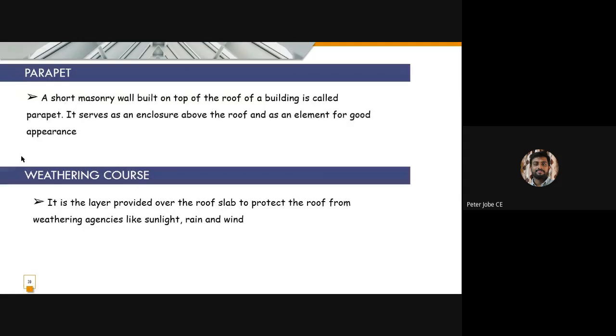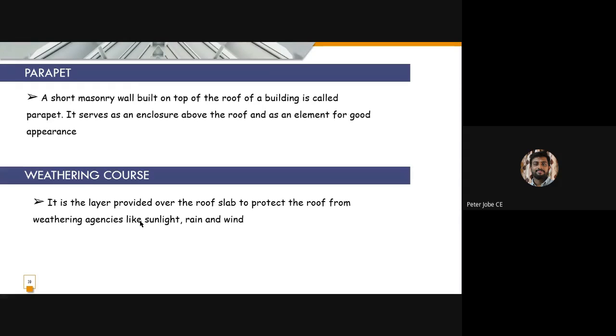Next is the weathering course. This is the layer provided over the roof slab to protect the roof from weathering agents like sunlight, rain, and wind. So we provide the weathering course above the roof slab. Have you heard about Dr. Fix-It and other materials? Once we have cast our roof slab using concrete, we'll provide a weathering course above that.